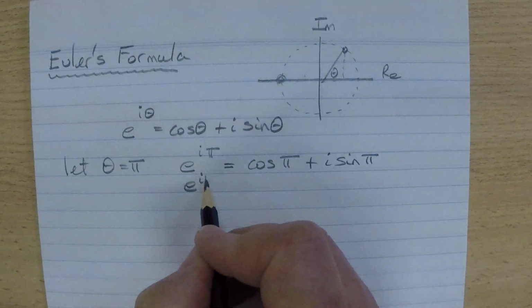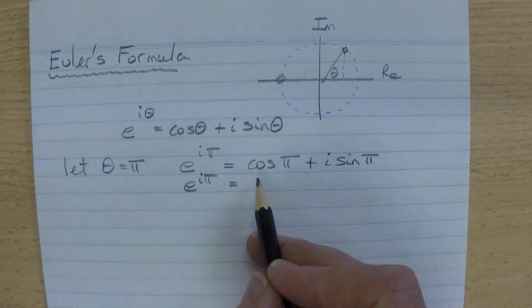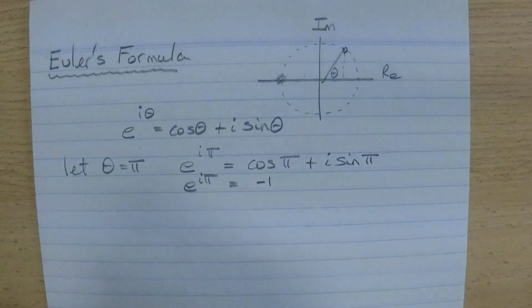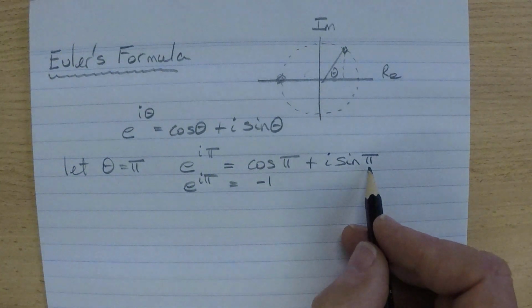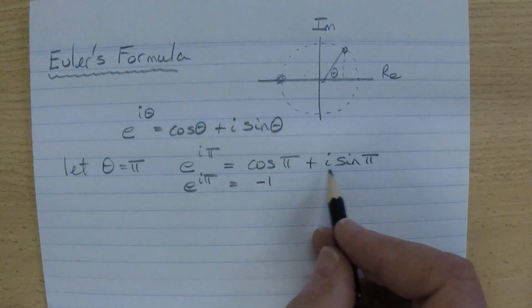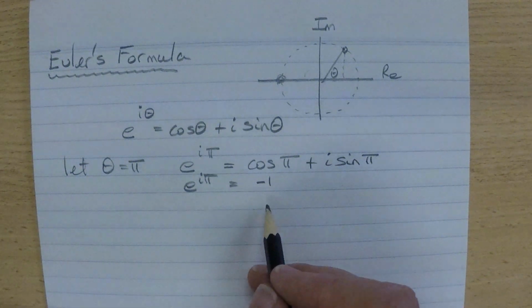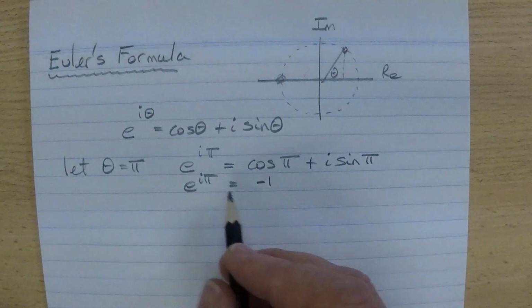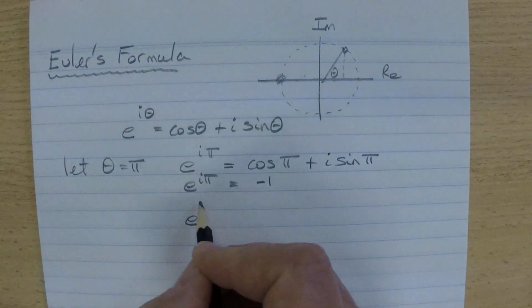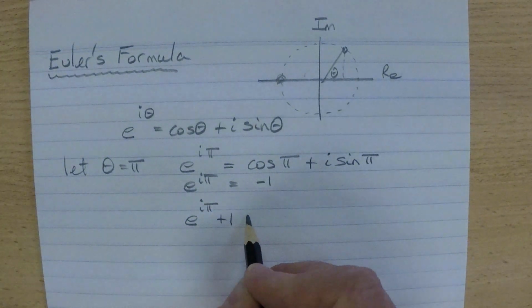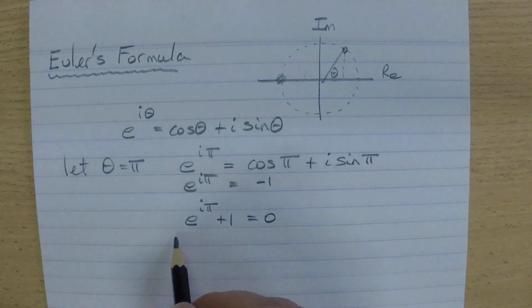e to the power of i pi. So using our trig, cosine of pi equals -1, sine of pi equals 0, so 0 times i is nothing, and this is Euler's formula, sometimes referred to as his formula. It's also commonly expressed as e to the power i pi plus 1 equals 0.